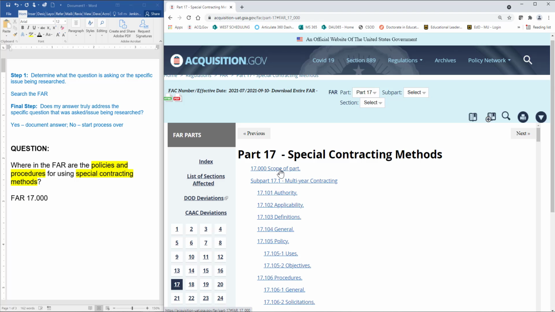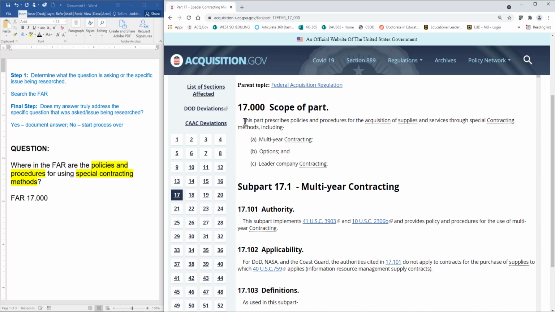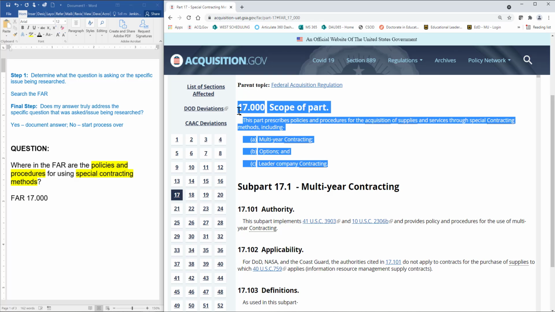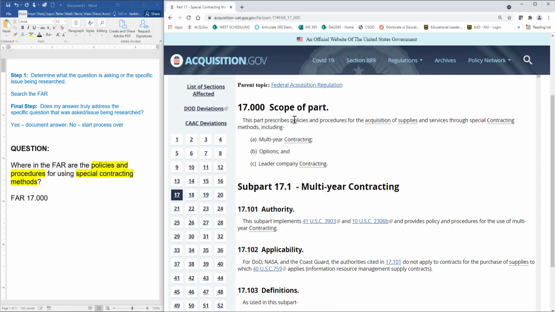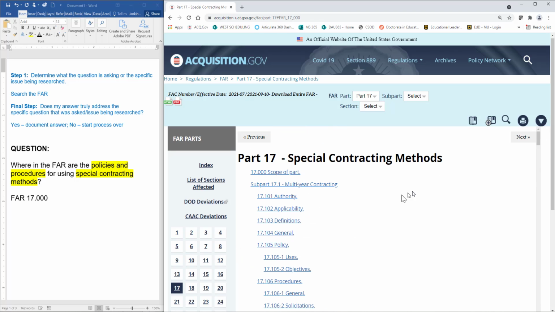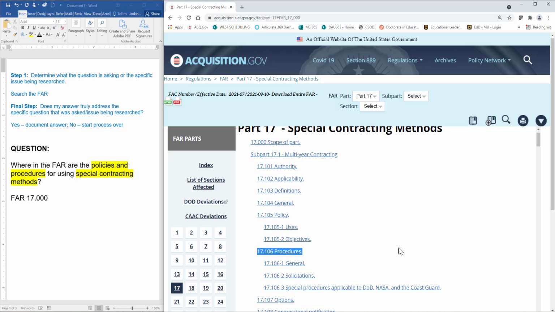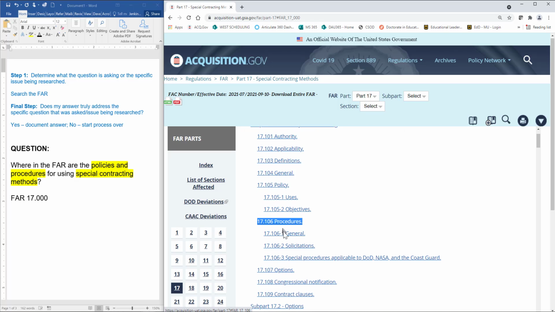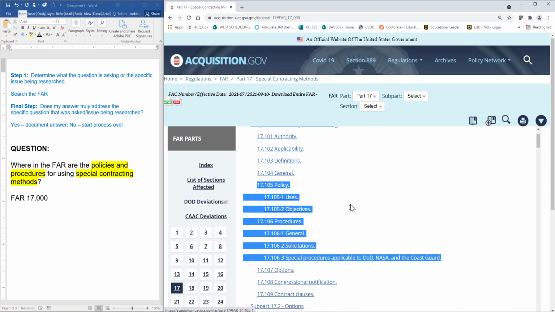And so if I look at it from that lens, if I just focus in here, it says that it prescribes the policies and procedures, but the actual policies and procedures, are they included right here? No, it just says that the part prescribes them. So where are the policies and procedures? Well, if I go back up to the full table of contents up here, let me do that. I can see right here that 17.105 is the policy, and I can see right here that 17.106 contains the procedures. Now, the policies and procedures are indeed contained within these specific sections down here.